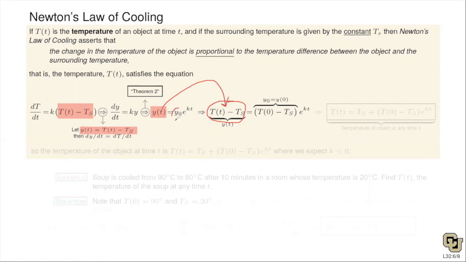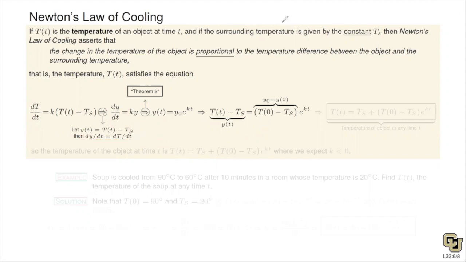And then for y sub 0, I can calculate y sub 0, which is just y evaluated at 0. It's y with little t equal to 0. So here in this function, if we let little t equal to 0, we get y sub 0 is capital T of 0 minus T sub s.